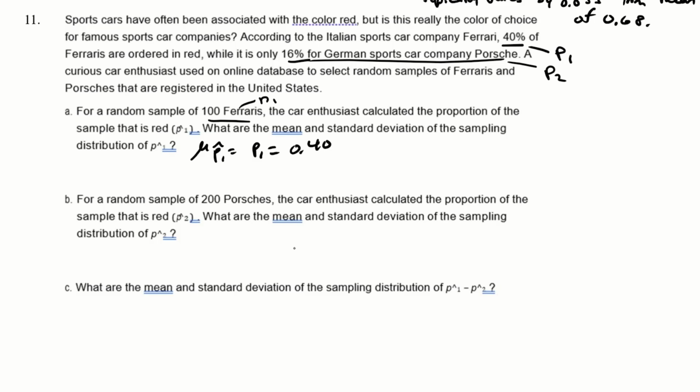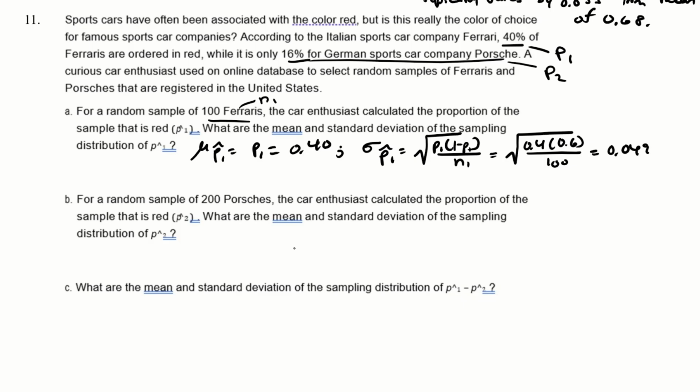And now the standard deviation of p hat 1 is the square root of p1 times 1 minus p1 over n1. So we're going to do that. That's going to be 0.4 times 0.6 over 100, and that's going to be 0.049. Okay, so that's that one.